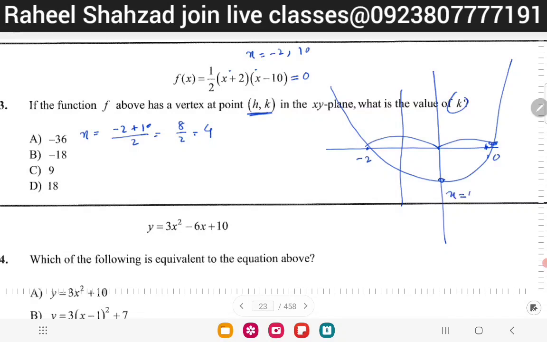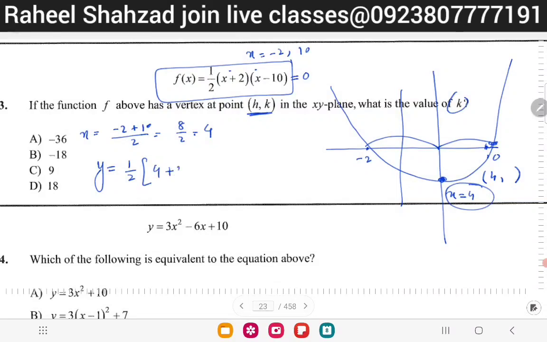So x is equal to 4 is the line of symmetry, but we need the y coordinate here. It's 4, and you go back and put 4 in the original equation. So y is equal to half, 4 plus 2, 4 minus 10, that is equal to 1 by 2, it's 6 into minus 6. So that makes it minus 18, right?